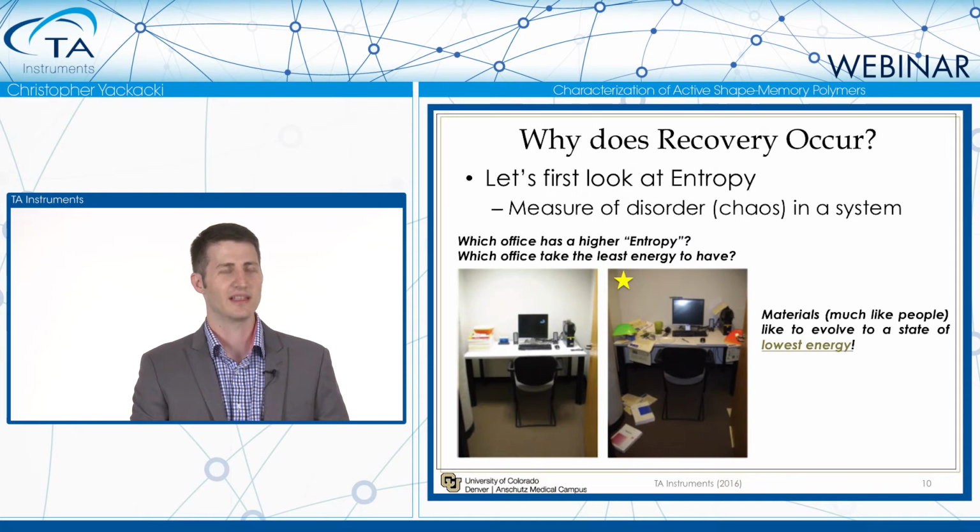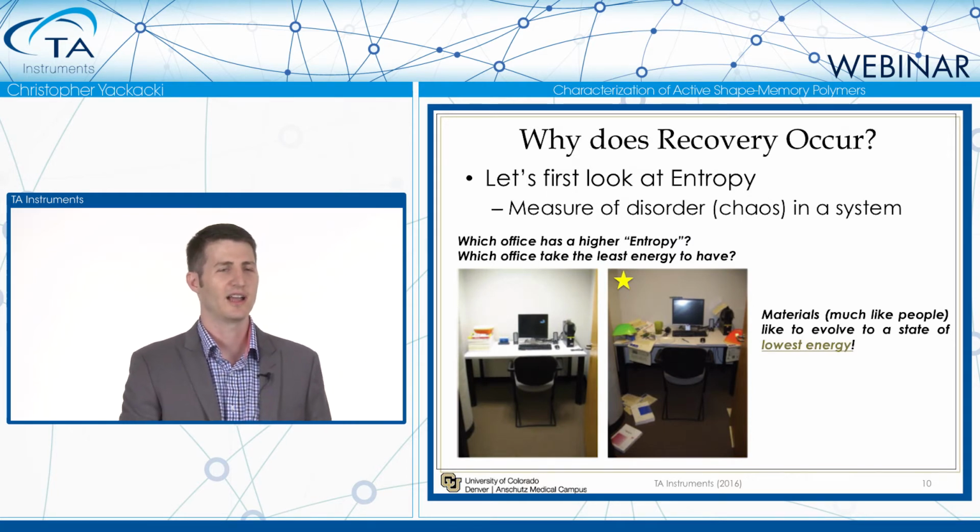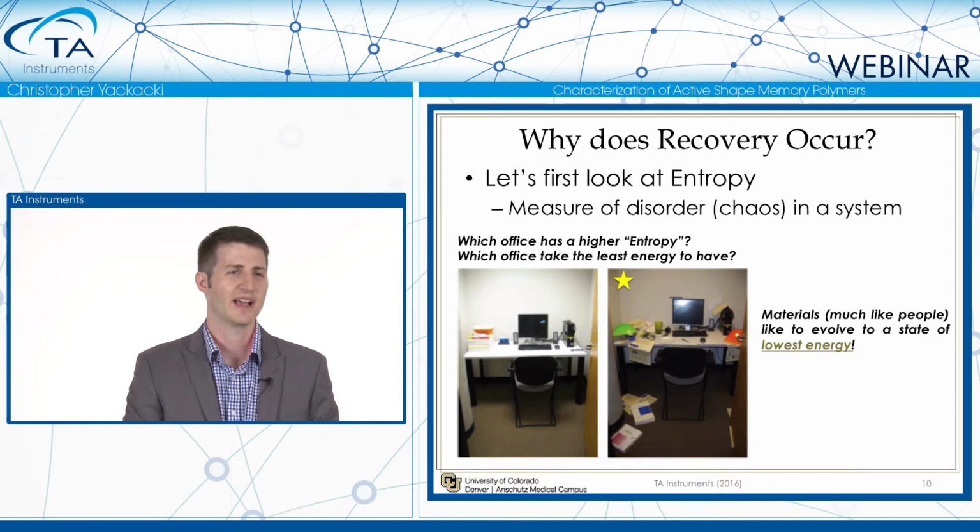And if you look at why that last step, recovery, occurs, I like to use the example of entropy, right? So it's really a measure of disorder or chaos in a system. And so I like this fun example.